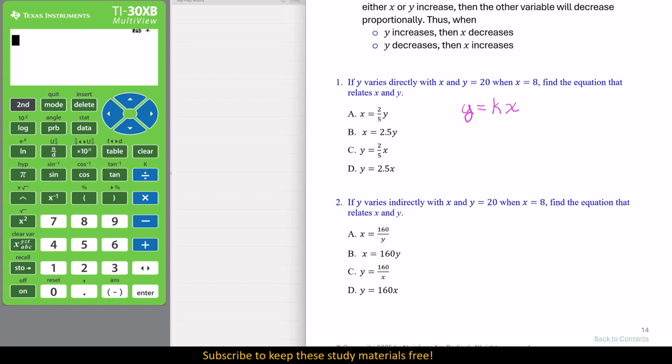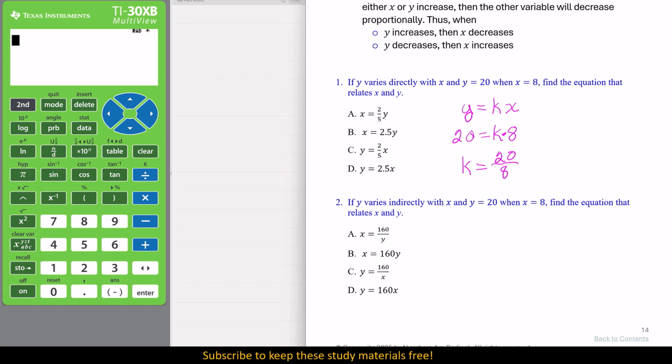So let's think about this. If one goes up, the other one has to. So let's take a look at what this would mean. We have 20 here, and then we don't know what k is, but we're about to figure it out. And then we have 8, because 8 is x. So, how do we discover what k is? Well, that's by dividing both sides by 8. So, we have that k equals 20 over 8.